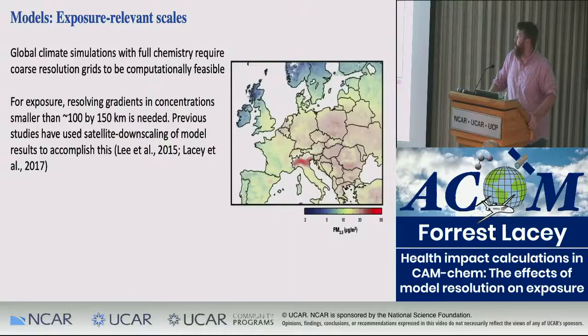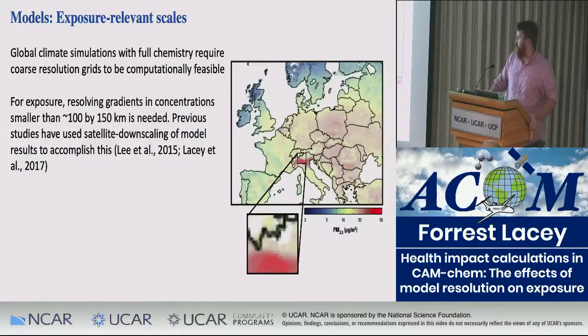Well, global climate simulations with full chemistry often require relatively coarse resolution grids to be computationally feasible. And when I say relatively coarse, that's on the scale of around 100 kilometers. So it's not super coarse, but it's relatively coarse if you're talking about health impact calculations. For exposure, resolving gradients at much smaller scales than the 100 to 150 kilometers is needed.